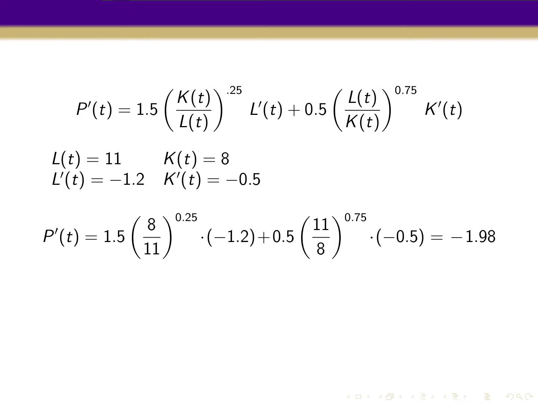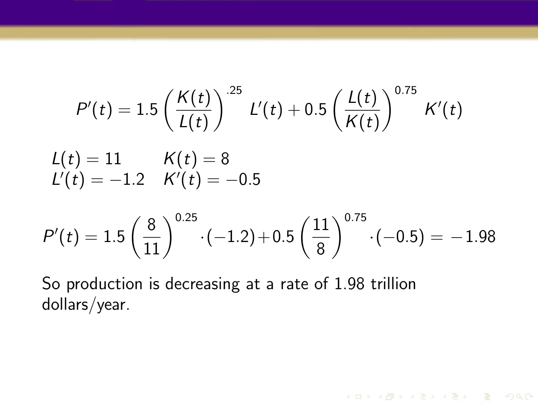And so this is talking about the change in production. The minus sign says that production is currently decreasing at a rate of $1.98 trillion per year. And that's just what I said. So production is decreasing at a rate of $1.98 trillion per year.